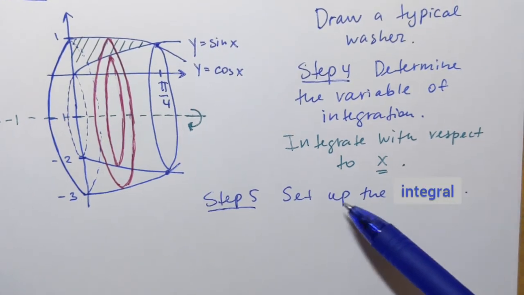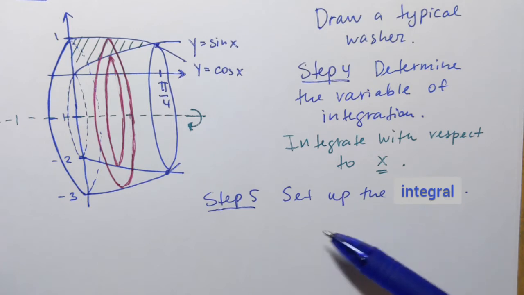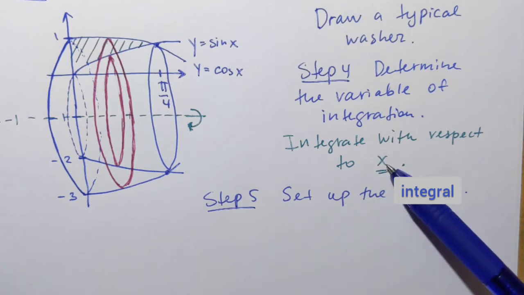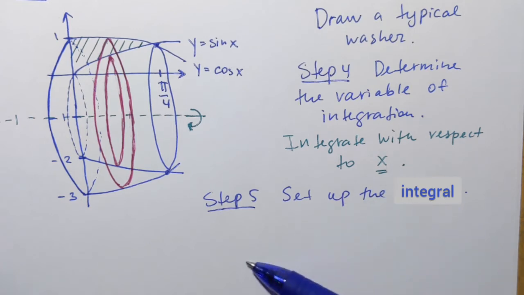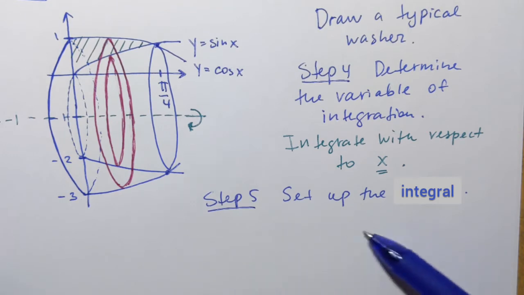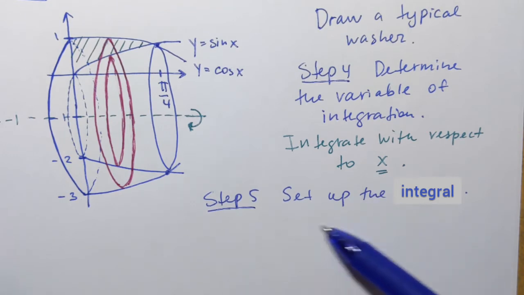And it's important to do those steps in this order, because once we know the variable of integration, we know that as we set up the integral, everything should be in terms of x. I shouldn't see any y values.